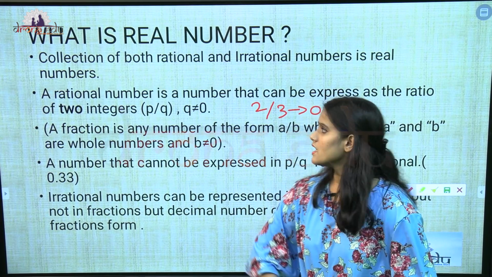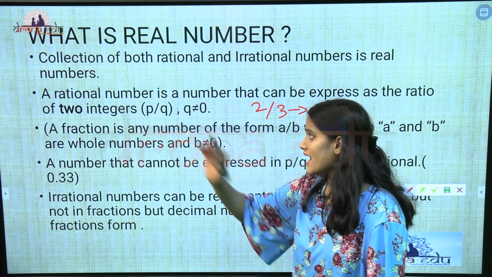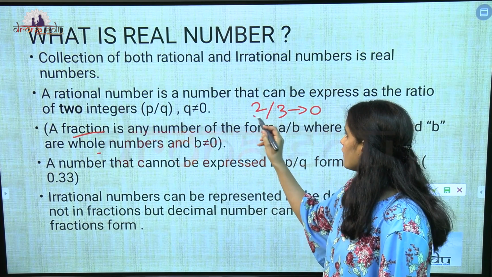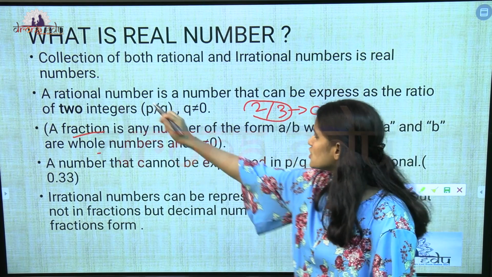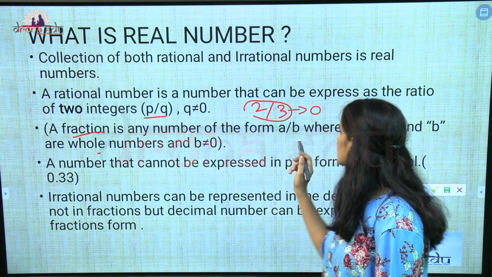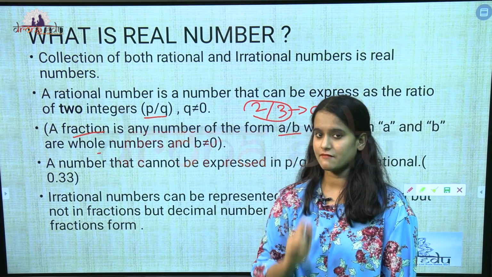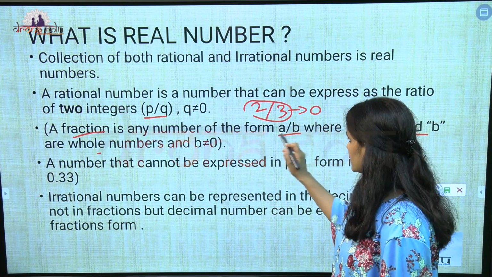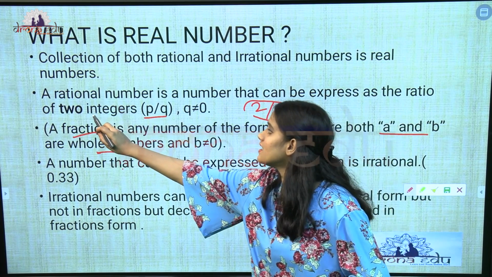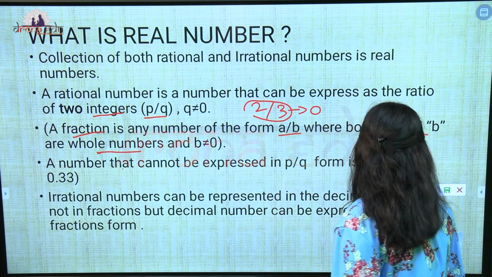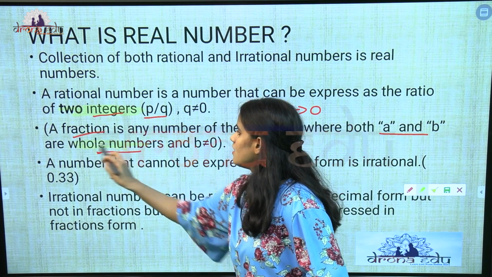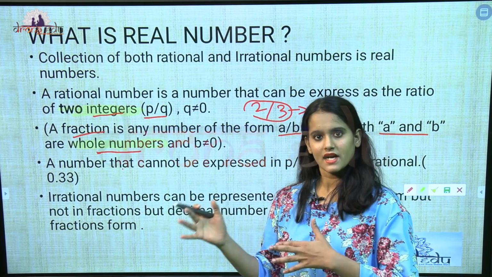Then you may ask, what's the actual difference between a rational number and a fraction? Because even a fraction I can write in the form of 2 by 3. For a rational number we can write in p by q form, and for a fraction we can write in a by b form. But there is a difference. Here a and b are whole numbers, whereas p and q are integers. So this is the major difference. Here it is integers, here it is whole numbers. Likewise, we can differentiate.